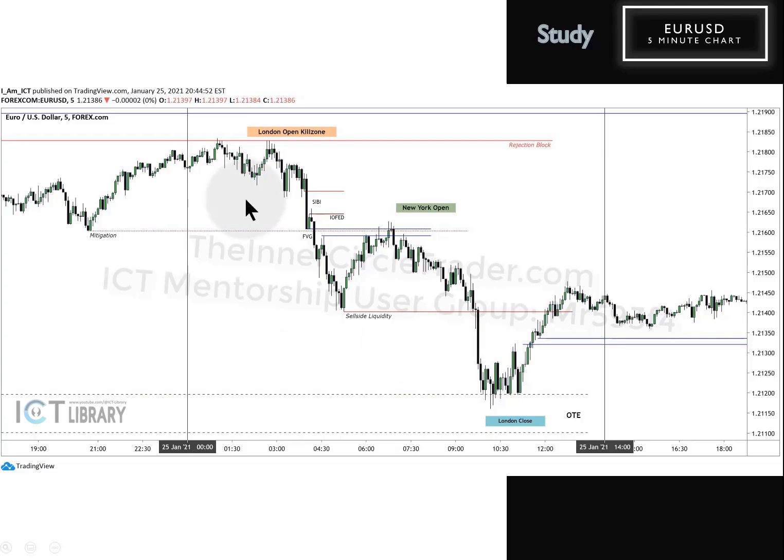So here's Monday's trading. Market trades up into a rejection block and London open kill zone. This is not an indicator. I physically draw this in a rectangle, and the times are 2 o'clock in the morning New York time to 5 a.m. New York time. I just make a rectangle that's big enough that I can type in this. Okay, and New York is 7 o'clock to 9 o'clock in the morning New York time, and London close is 10 o'clock to noon New York time.